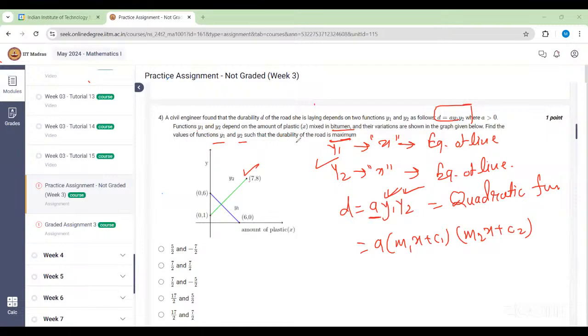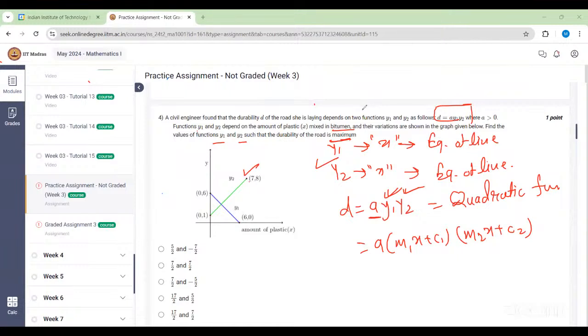If A is greater than 0, we have to find the slopes. I'm probably thinking m1 into m2 is minus 1, a negative. Since they're giving A is greater than 0, we don't confuse ourselves when we get m1 into m2 as negative, some negative value, because it's a quadratic facing downwards.